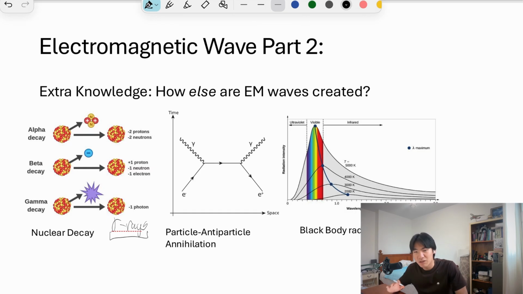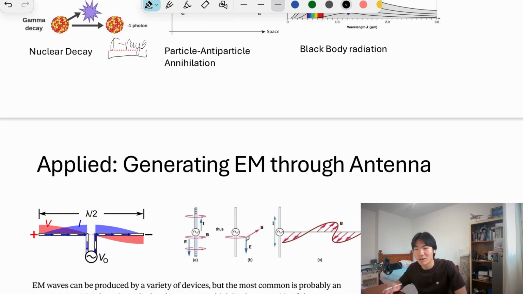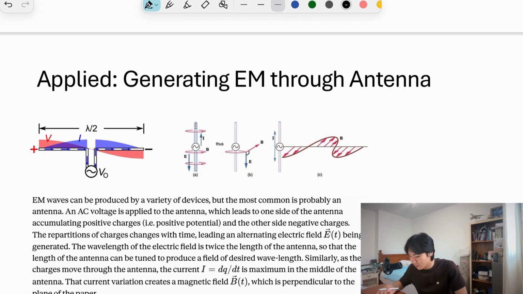And also we can create electromagnetic waves in a non-natural way, basically, and it depends what you define as natural or non-natural, but we can do this through an antenna, right?